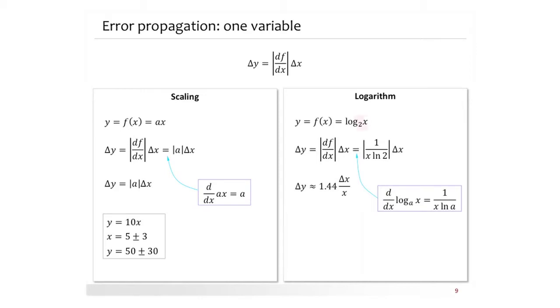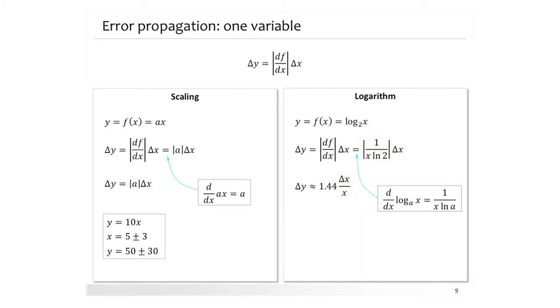So let's take the logarithm with base 2. That's our transformation. We use the same formula. The derivative of the logarithm I showed you a moment ago is 1 over x natural logarithm of a. So that would be 1 over x times the natural logarithm of 2, because this is our base, times delta x. And this number, 1 over log 2, is about 1.44. This is an approximate formula. And as you can see, I removed the absolute value from this formula.